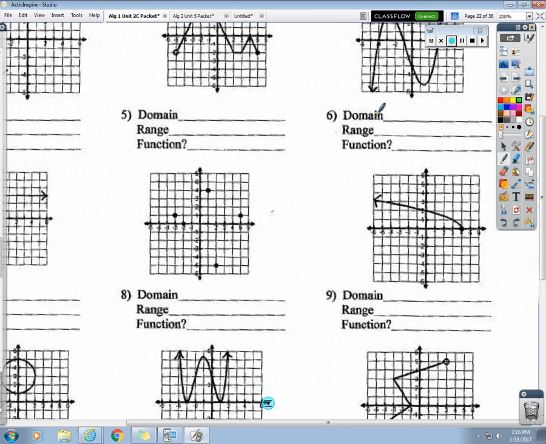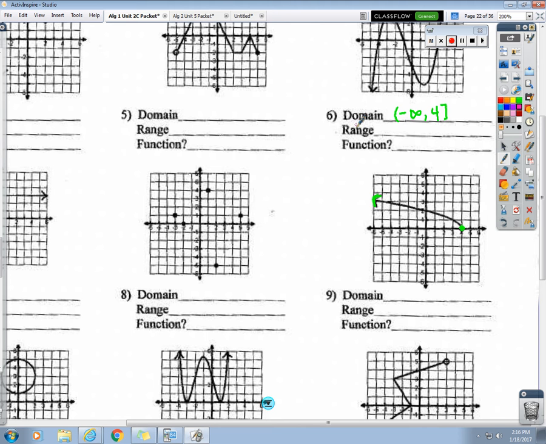Domain is dealing with what? The x values. So you always determine how far the graph will go to the left and how far it will go to the right. Well, to the left it goes forever, and forever left is negative infinity. But then if you try to go to the right side, will it go forever to the right? It only goes to 4. Now, parenthesis or bracket? Bracket.